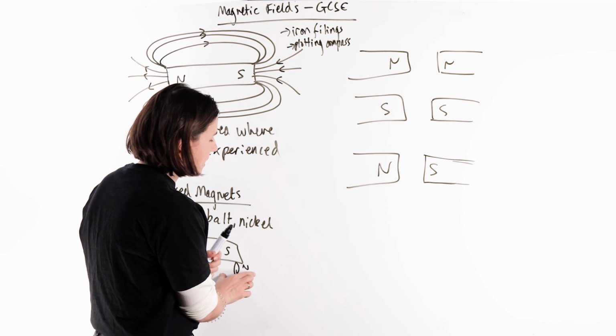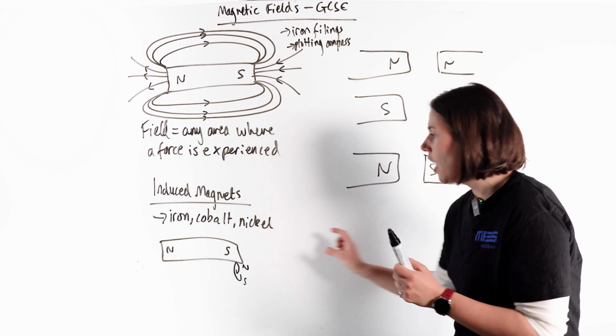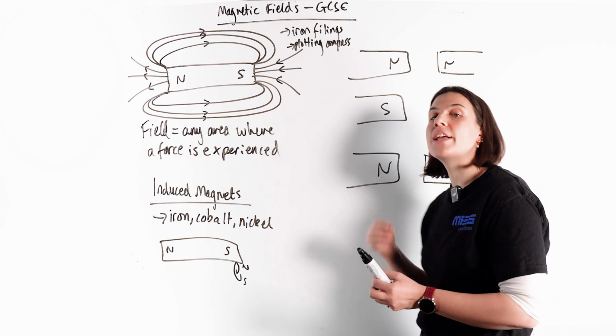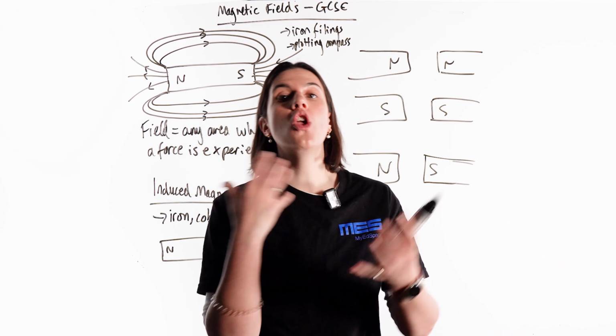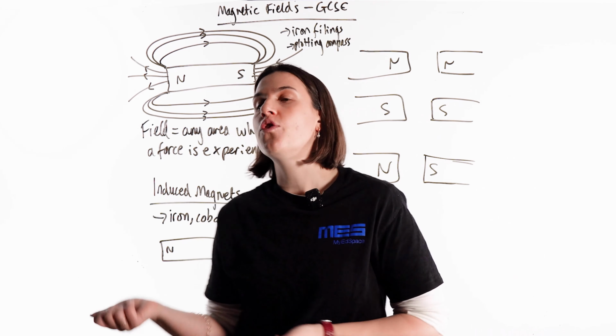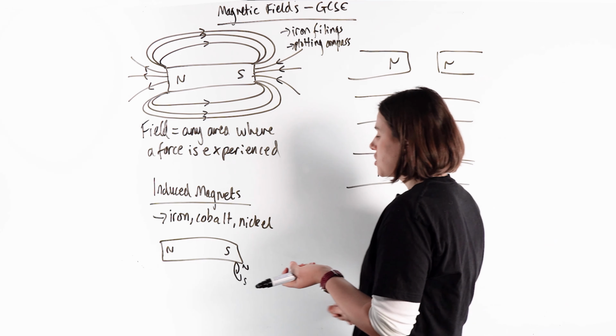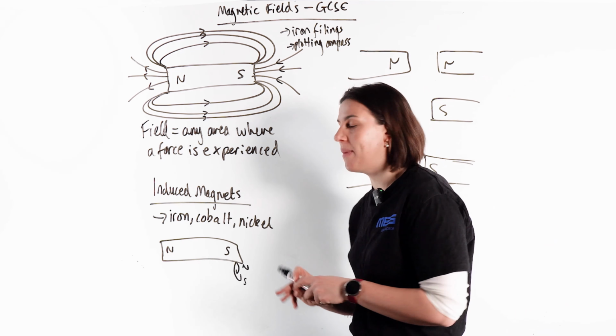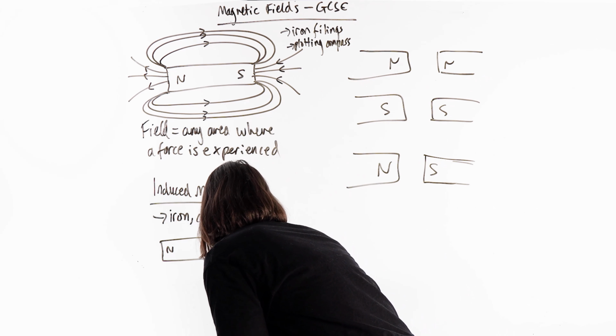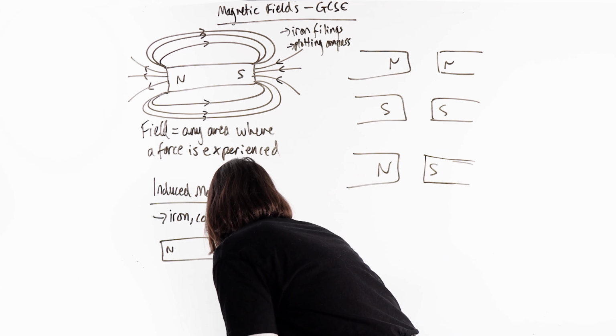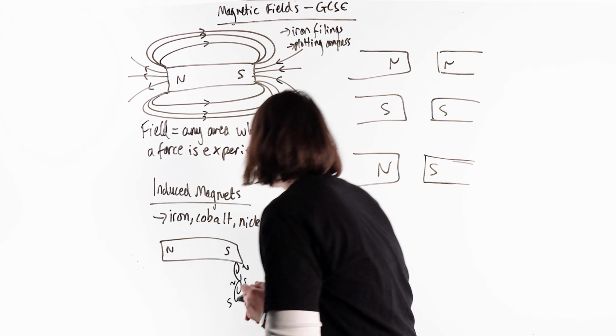If I take that paperclip, though, outside of the magnetic field of the bar magnet, it's no longer going to be magnetic. It's no longer going to be an induced magnet. So that paperclip then can go and pick up another paperclip. If I put it back inside the magnetic field of this bar magnet, then it could pick up another paperclip. Again, inducing a little north and a little south.